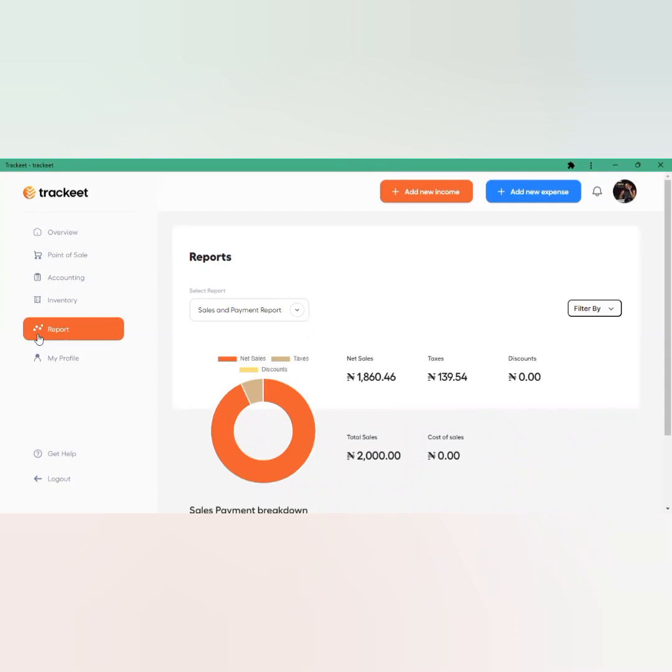The reporting shows you full details of the activity of what's going on. We have your net sales, your tax, and your discount. We're going to be running the sales, expenses, and purchasing our item.